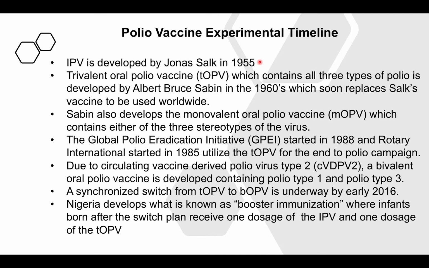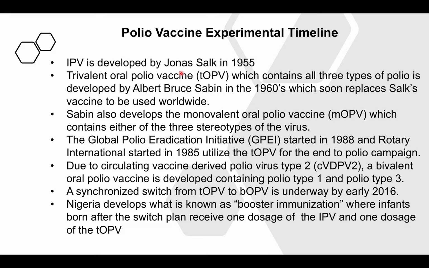So the polio experimental timeline has been a pretty long one. The IPV was first developed by Jonas Salk in 1955. The IPV was a breakthrough in controlling the disease, in which it contains the dead polio virus. That's why it's called inactivated. As opposed to the oral vaccine, which contains the live virus. The IPV is given as an injection in the arm or leg and can only be administered by a healthcare professional.